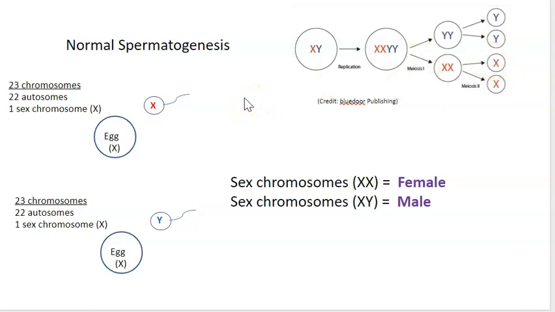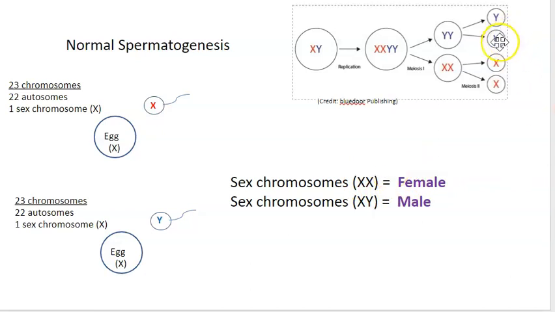So let's envision what will happen during fertilization. Here's my little sperm. This little sperm right here is carrying an X sex chromosome. It's got 22 autosomes. If it fertilizes a normal egg, and when I say normal, I mean it's got 22 autosomes and one sex chromosome, eggs always only have an X, it's going to result in a zygote with 46 chromosomes: 44 autosomes and two sex chromosomes. The two sex chromosomes would be an X and an X, and you would result in a female.